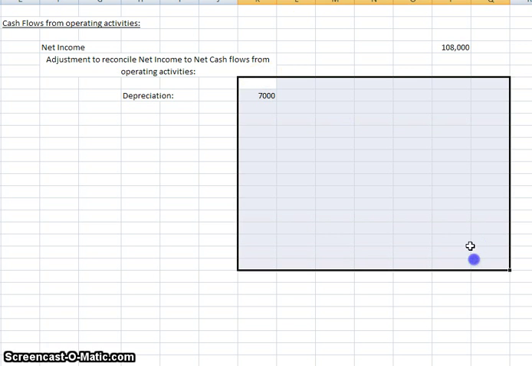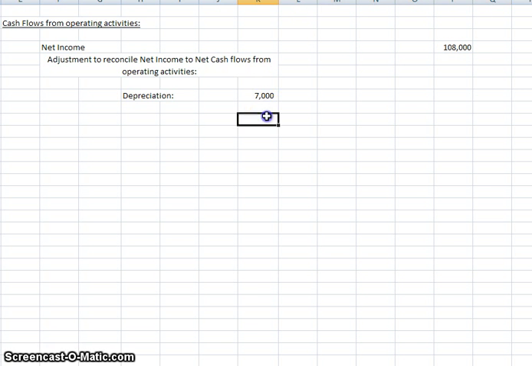Get myself some commas, no zeros. Okay, $7,000. So this is going to be true with depreciation. It's going to be true with amortization. If you've got any types of expenses like that, if you remember, amortization is the using up of intangible assets. Any type of items like that are going to be add backs here. Okay, so now let's look at the next item.